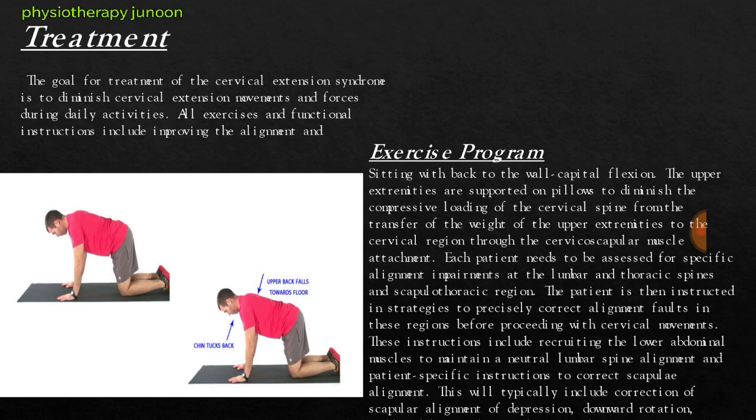Instruction for the faulty position of excessive abduction, like 3 inches from the spine, would be to squeeze the shoulder blades together. The ideal position of the scapula would be the vertebral border of the scapula oriented in a vertical position or slight upward rotation.